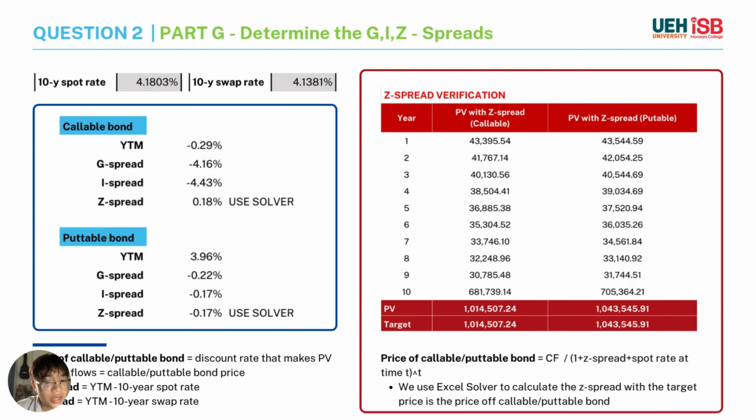For the Z spread, the approach is slightly different. We add a constant rate to our spot rate and use the Excel Solver to adjust the spread until the discounted cash flow matches the bond price. Finally, we verify the result by recomputing the present value using the Z spread. As shown in the table, the recalculated value matches exactly with the bond price, confirming the accuracy of the method.